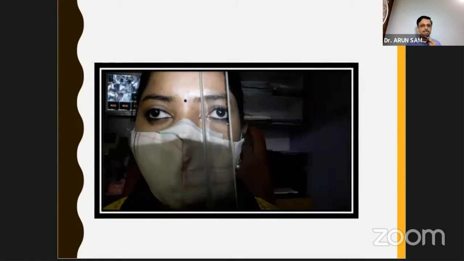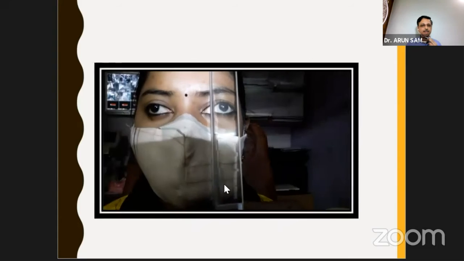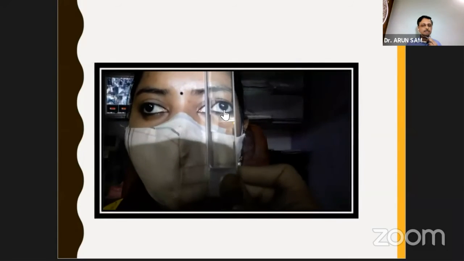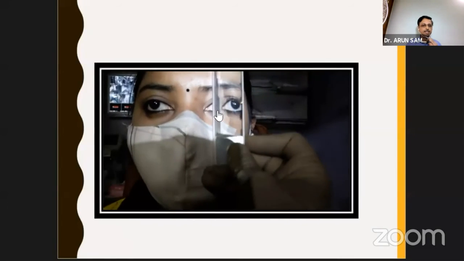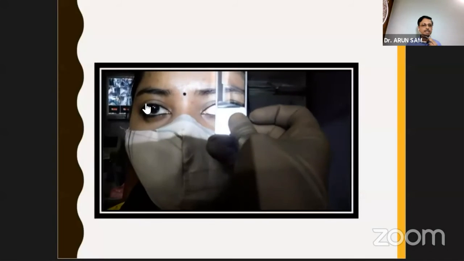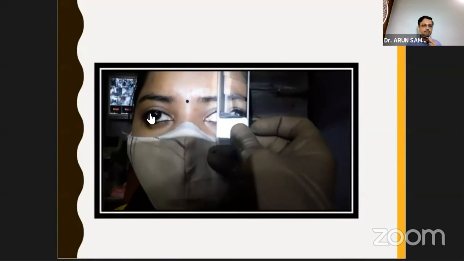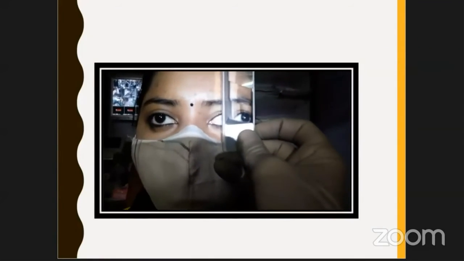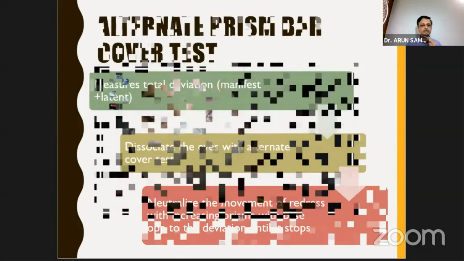There's another test, similar to this. I think I'll skip that one. Again, the prism strength is gradually increased so that you watch the light reflex on the squinting eye until it is in the center. So this is the Krimsky test.